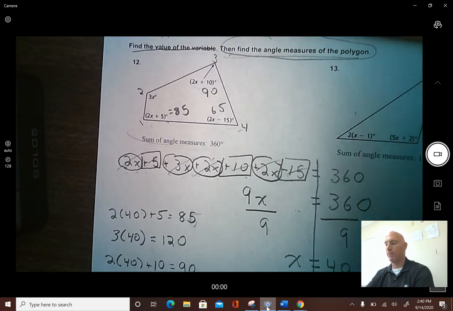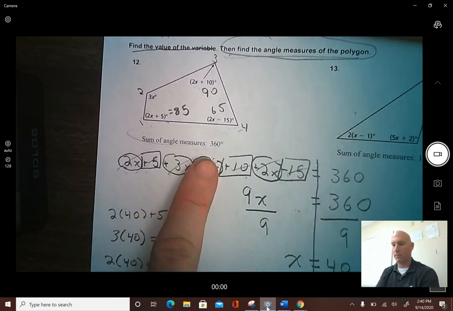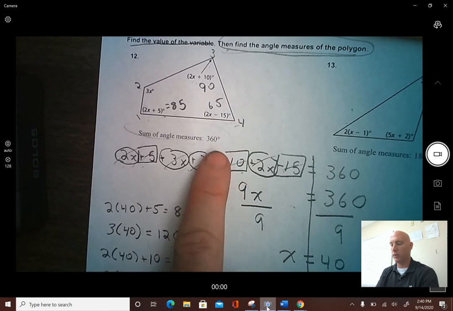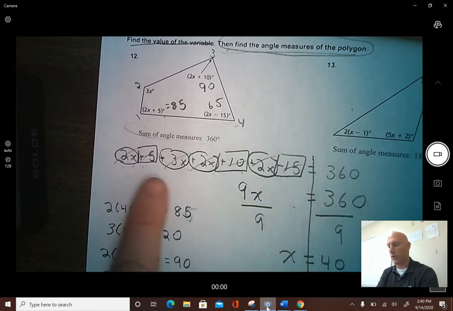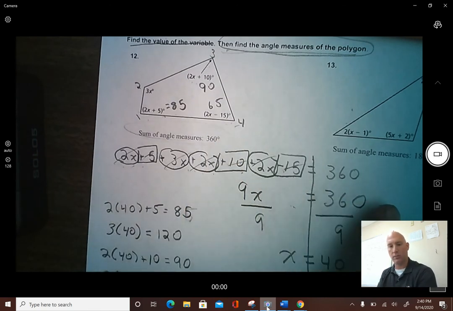So remember, you know what the sum is going to be. That's going to be adding up all the angles, and you set it equal to whatever it tells you. Then you just solve the equation by combining like terms and solving all the steps like we do all the other times.